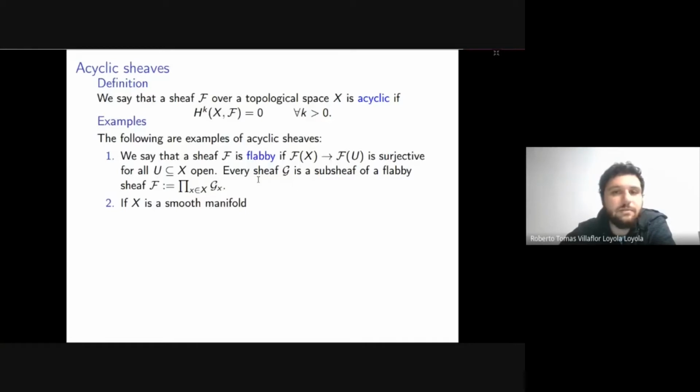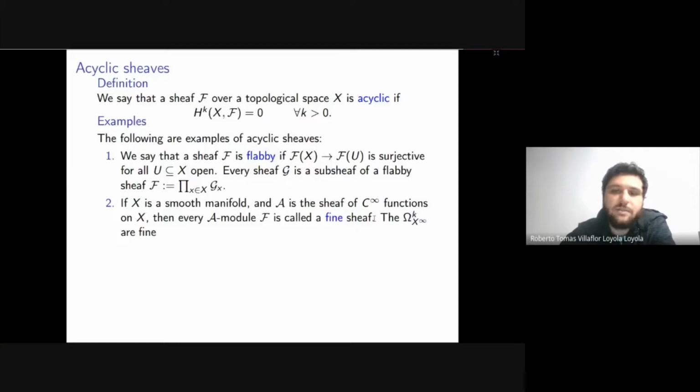Another way to construct acyclic sheaves is when we are constructing sheaves over a smooth manifold. So consider X to be a smooth manifold, let A be the sheaf of infinity functions defined over X, and then every A module will be a fine sheaf. These sheaves are always acyclic, and this is due to the fact that in the space of infinity functions defined over X, we can always produce partitions of unity. This implies in particular that the sheaves of infinity forms over any smooth manifold are fine and so acyclic.